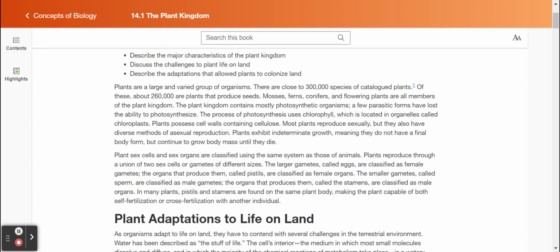Plants reproduce through a union of two sex cells or gametes of different sizes. The larger gametes, called eggs, are classified as female gametes. The organs that produce them, called pistils, are classified as female organs. The smaller gametes, called sperm, are classified as male gametes. The organs that produce them, called stamens, are classified as male organs. In many plants, pistils and stamens are found on the same plant body, making the plant capable of both self-fertilization or cross-fertilization with another individual.